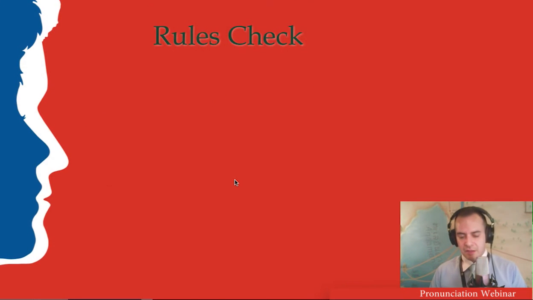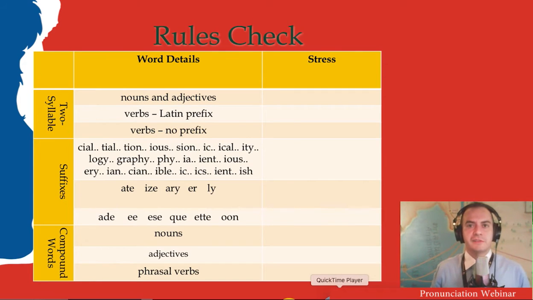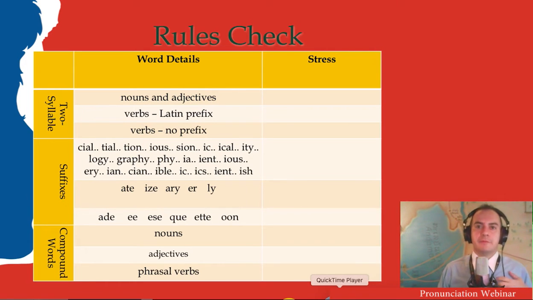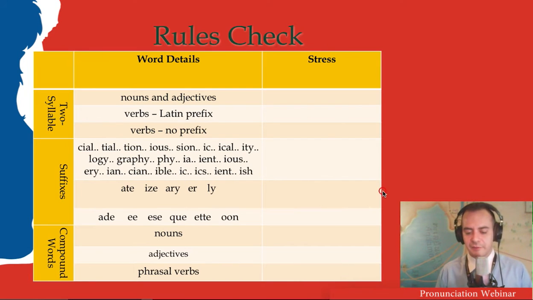Okay, now let's just review the rules you just learned. Now let's just review the syllable stress rules we've already learned. For the 2-syllable nouns and adjectives, table, happy, pilot, scary. Where's the stress? It's on the first syllable. Okay, now look at the 2-syllable verbs with a Latin prefix. Complain, decide, expect. Where's the stress? It is on the last syllable.